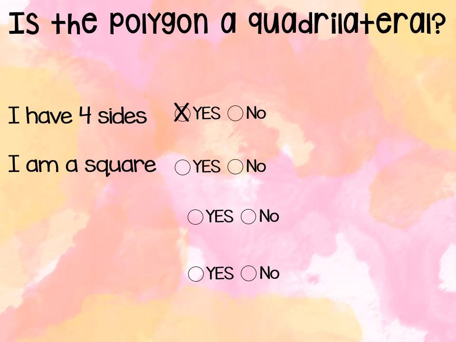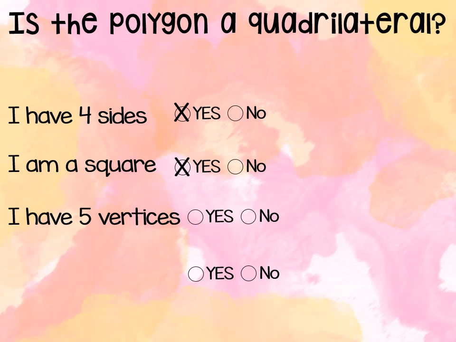I'm a square. Would that make it a quadrilateral if it was a square? Think about a square. What does it look like? How many sides? How many angles? How many vertices? Yes, a square would be a quadrilateral.